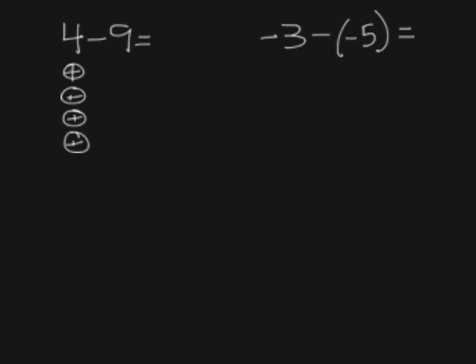One way that we can draw more counters without changing the problem is to draw what we call a zero pair. A zero pair is a positive counter and a negative counter together. Because this negative 1 plus positive 1 is 0. Adding 0 to something doesn't change the problem. So we call this a zero pair. Okay, so that's 1 zero pair.